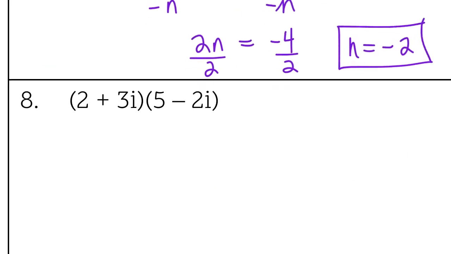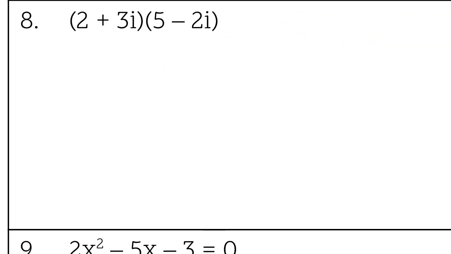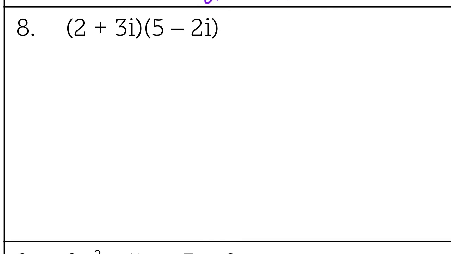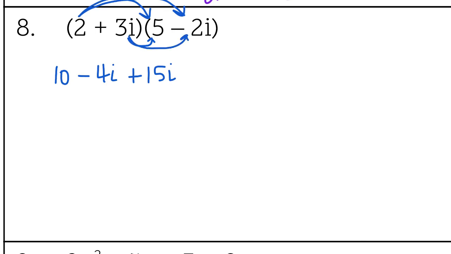Okay, next is the complex number. I didn't put any adding or subtracting because that was too easy for the review. But let's do some multiplying so that we can remember how to do this. And I'm going to multiply by using FOIL. So first, 2 times 5 is 10. Last, 2 times negative 2i is negative 4i. Inside, so 3i times 5 is 15i. And then 3i times negative 2i gives me negative 6i squared.